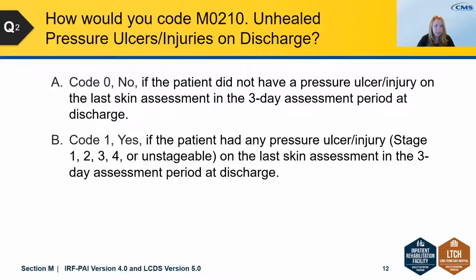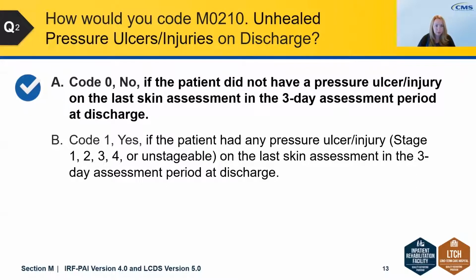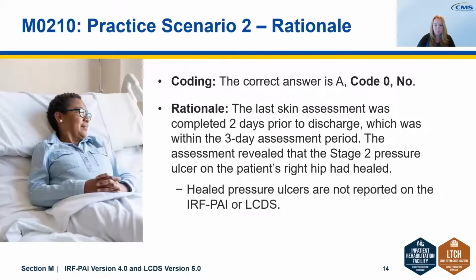All right, and let's see how everyone did on this question. So 83% of you answered A, code 0-No, and that is correct. Good job on that, everyone. In the scenario, the last skin assessment was completed 2 days prior to discharge, which was within the 3-day assessment period. This discharge skin assessment revealed that the stage 2 pressure ulcer on the patient's hip had healed, so there were no pressure ulcers or injuries present at the time of the last skin assessment. And it's important to remember that healed pressure ulcers are not reported on the IRF-PAI or LCDS.